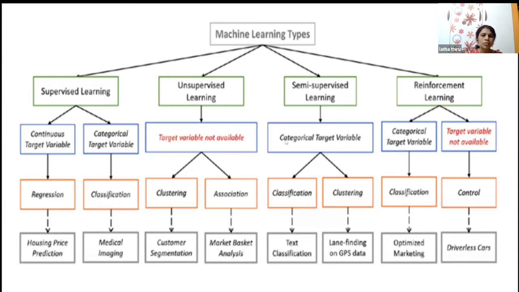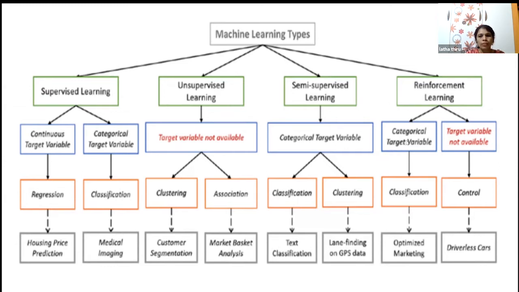Okay, so the next one is semi-supervised learning. Again, here it is about categorical target variable, like classification and clustering. For classification, an example is text classification, which basically comes under text kind of data. And for clustering, an example given is lane finding on GPS data, right?